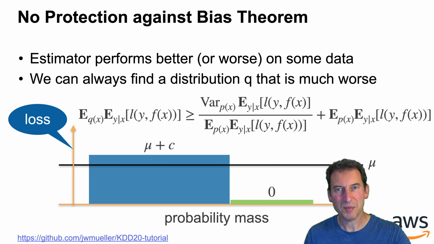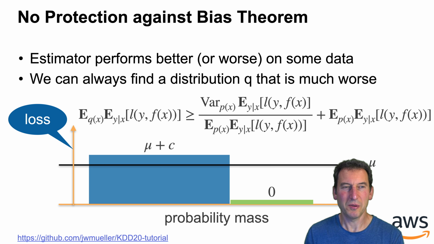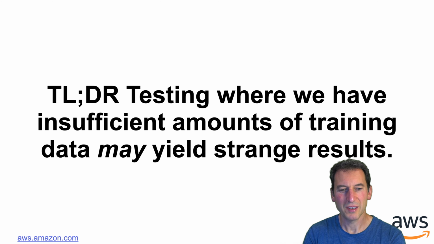Sometimes people have used that, maybe out of surprise, maybe with a little bit more intention, for instance, for face recognition, where if you try to insert faces that look very different from what a classifier or a recognizer was presumably trained on, it was going to work a lot worse. And this little theorem tells you, well, you can always do that, and not just for faces, but also for any other classification or regression problem. In short, testing where we have insufficient amounts of training data may yield strange results.